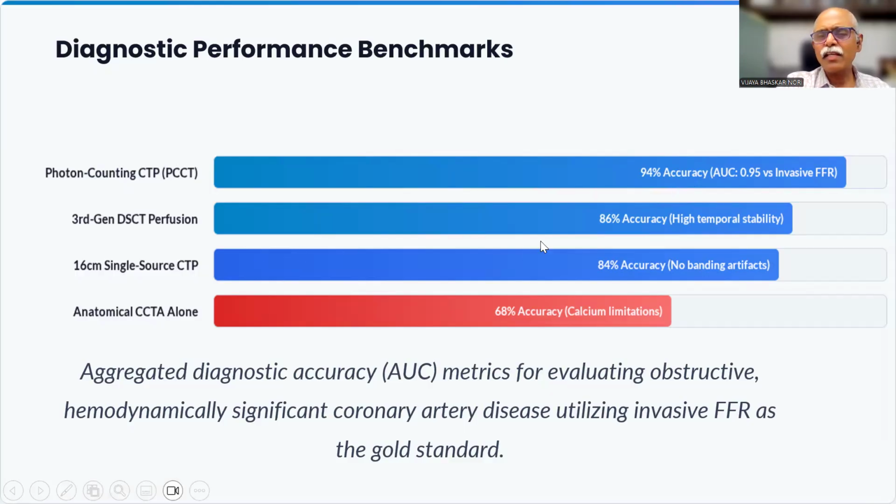Third generation DSCT is 86% accurate. The 60 centimeter scanner is 84 to 86% accurate. But with advancements, the 60 centimeter and the third generation CT are becoming equally accurate. CCTA alone is only 68% accurate because of the limitation of calcium. All these accuracies are compared to invasive FFR and invasive angiography.